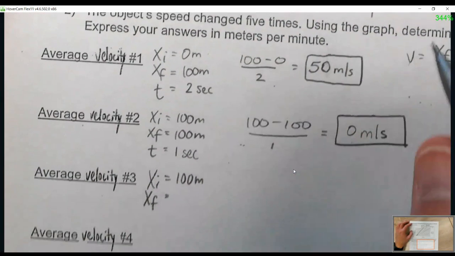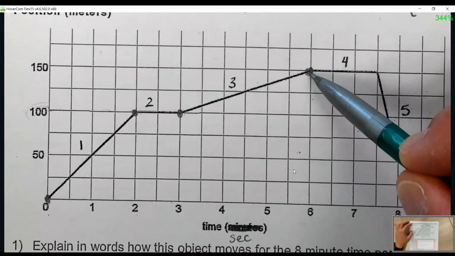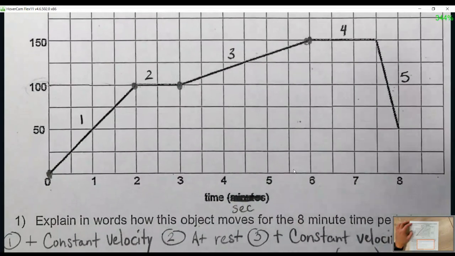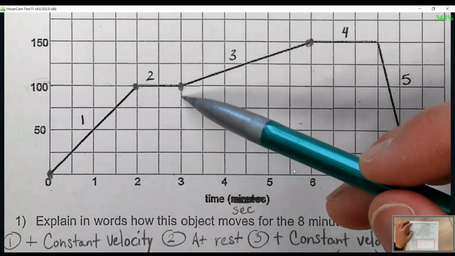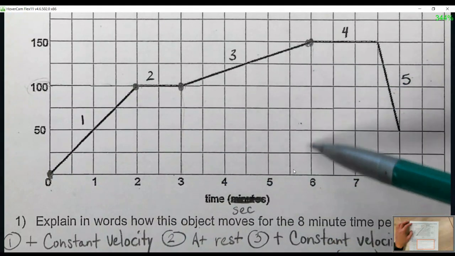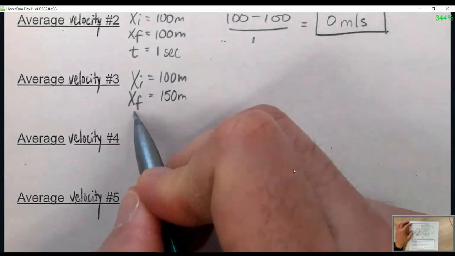Kat, what'd you say the xf was for line segment 3? Very good, because line segment 3 ends here. We go across. We're at 150. How long were you moving though? You started at 3, and you finished this line segment at 6 seconds. So 6 minus 3 is 3 seconds.